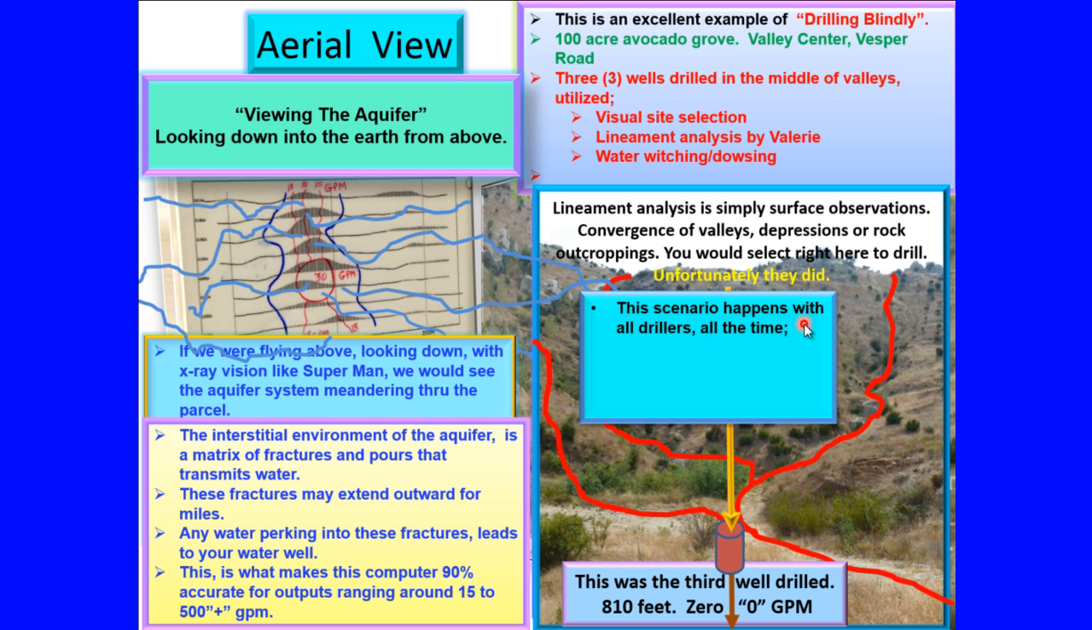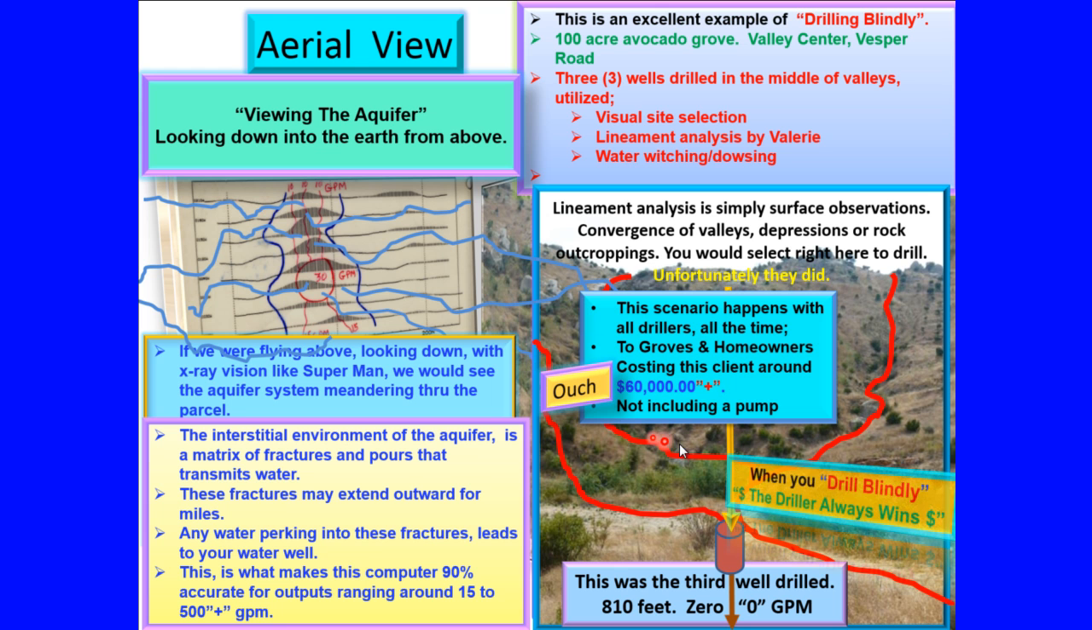This scenario happens with all drillers all the time. To groves and homeowners, costing this client around $60,000 plus, not including a pump. Ouch! When you drill blindly, the driller always wins.